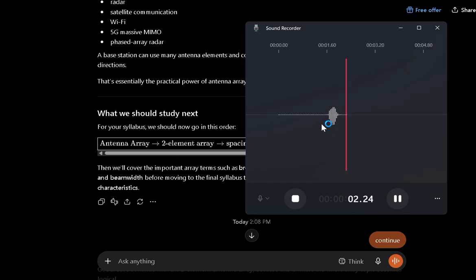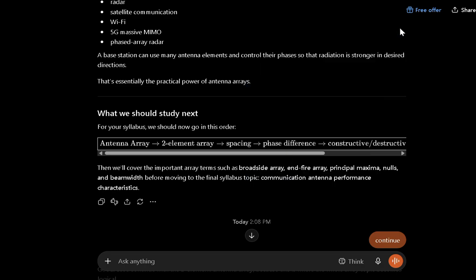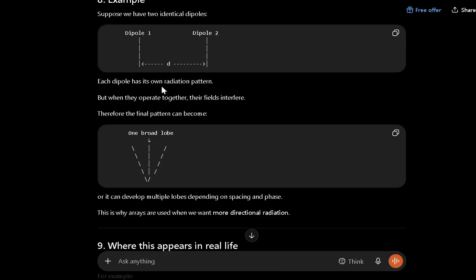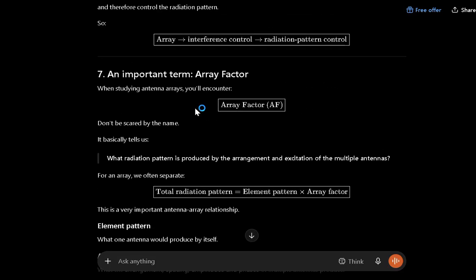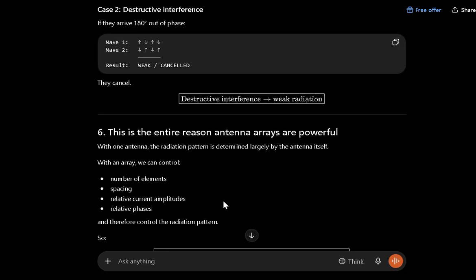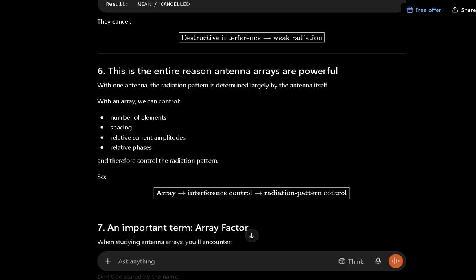So we stopped at antenna arrays, where we understand what an antenna array is. For example, we stopped here: interference control, radiation pattern control, destructive interference, weak interference. This is the entire reason antenna arrays are powerful. With an array, you can control the number of elements, spacing, relative current amplitudes, and relative phases, and therefore control the radiation pattern.